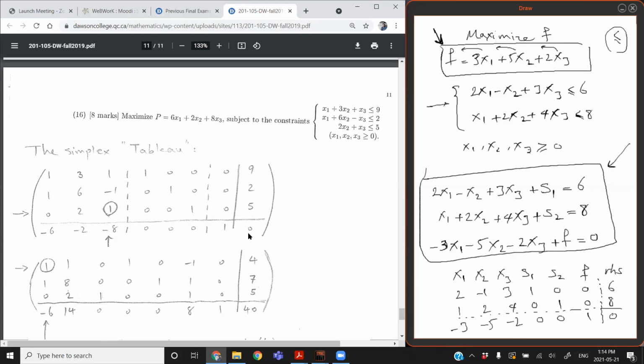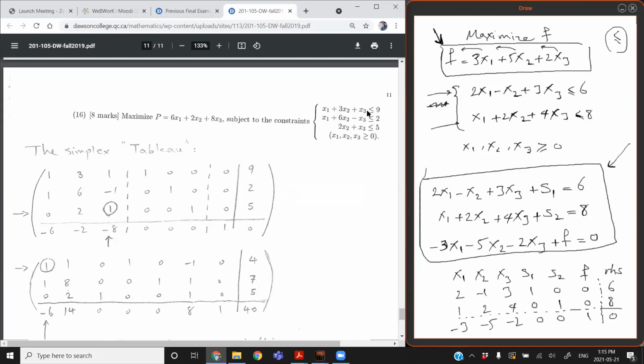Sir, is the reason we don't write S3 because the F acts as the third slack variable? There is no S3 in the one that I showed you because there are only two equations, two inequalities. Yes. So this one here on the right from the test, there are 3 equations, 3 inequalities. Yes, there are 3 inequalities.